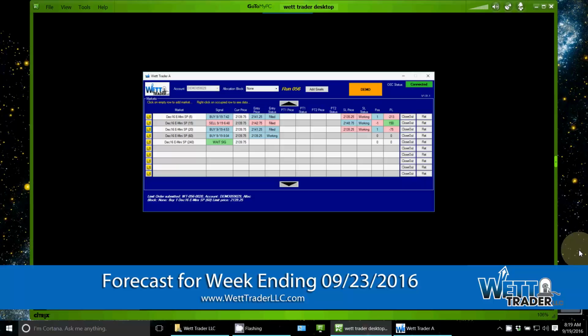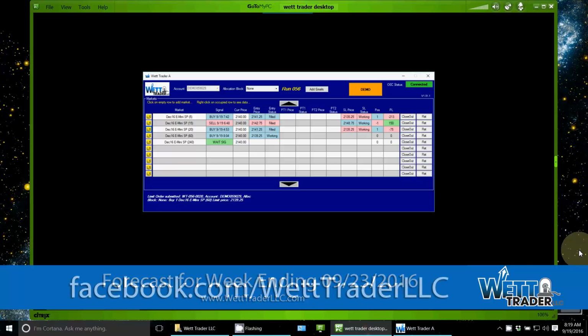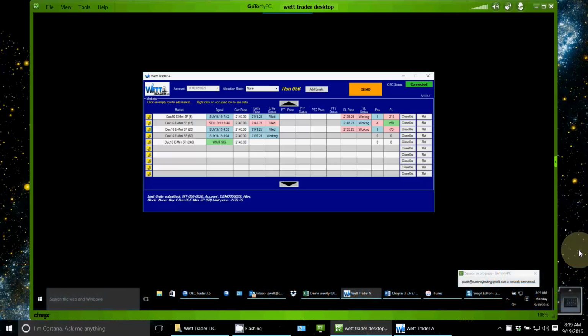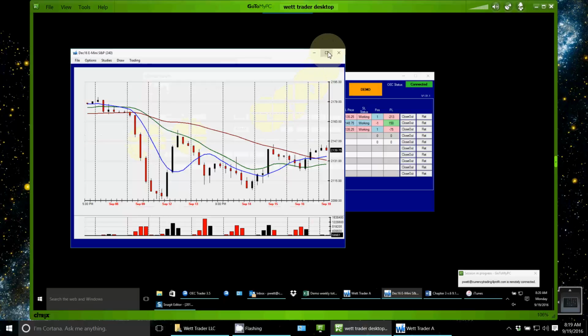So today, for the forecast, week ending 9/23, I will continue to touch on the Fibonacci tool and how you can use it to spot lower risk, higher probability trades with WettTraderLLC.com, along with chart patterns that I touched on 2 weeks prior. Make sense? Okay, let's get started. The reason I chose this week, folks, is because as I go through my forecast, if I see opportunities, I definitely want to show them to you.